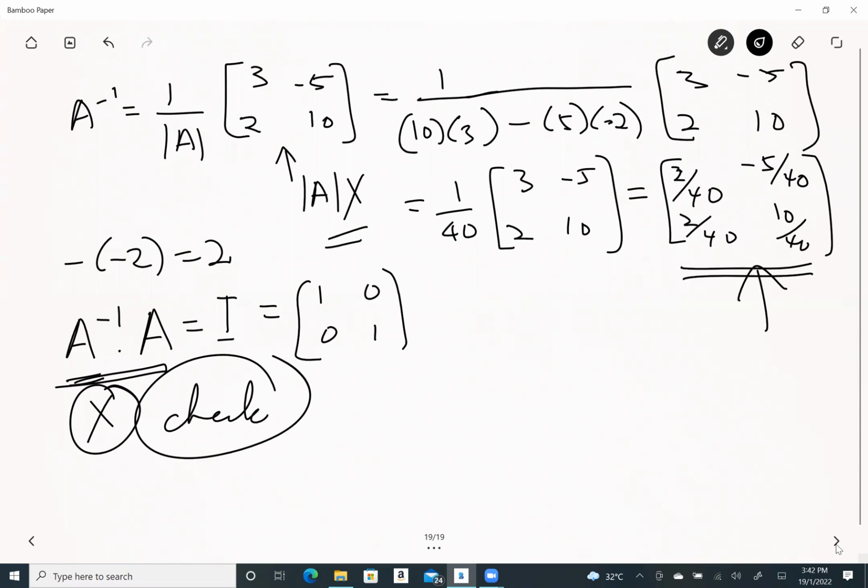Now, anybody get the same as mine, or you get a different matrix, the A inverse? Do you get this one, or you don't?